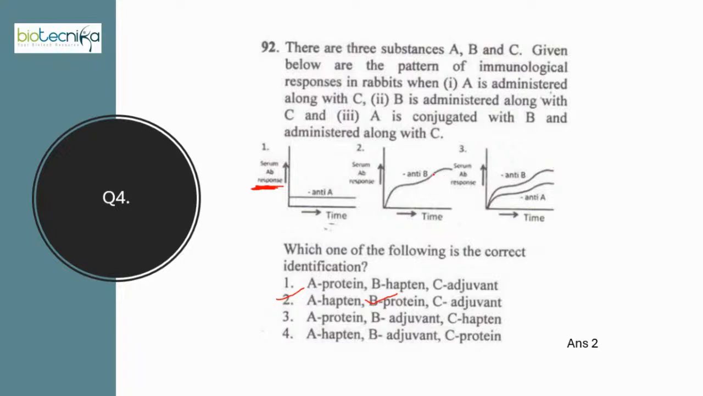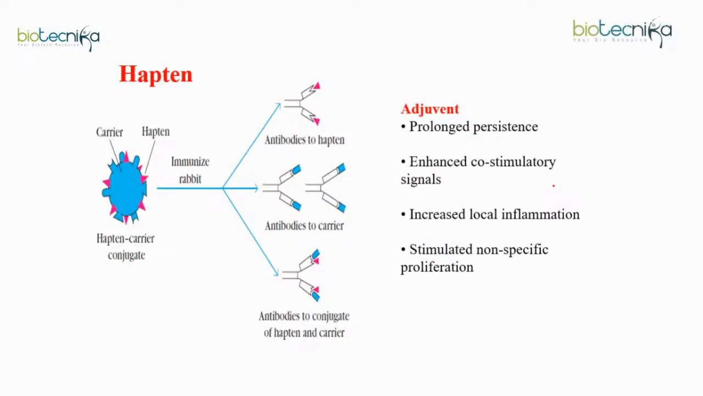Okay. So A is conjugated with B and administered along with C. So A and C obviously is going to give you this, right? But when you are also having B and C, no? Yeah. So then C becomes the adjuvant. All right. So answer 2.